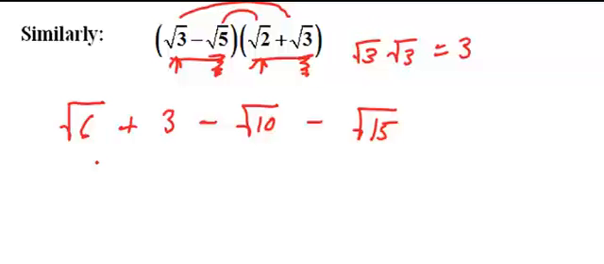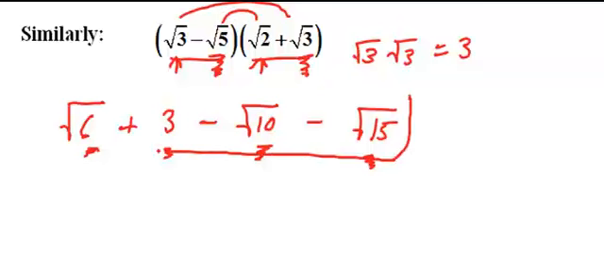Now we look to see, can we simplify any of these radicals? Well, there's no perfect square factors here, no perfect square factors here, and no perfect square factors here. We cannot simplify any of our radicals. Do we have any like terms? Well, none of these radicals have the same radicand, and of course this is the only constant. This is our final answer.